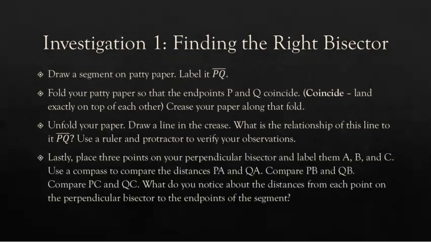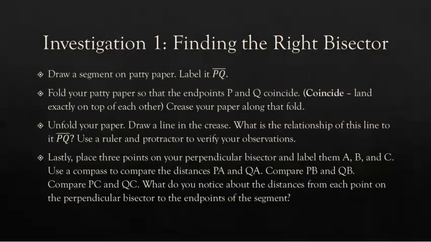Lastly, I want you to put 3 points on that perpendicular bisector, that line that you drew in the crease. Label those points A, B, and C. Use a compass to compare the distances of PA and QA, that is, the endpoints to the point A on the perpendicular bisector. When we use a compass, all we're doing is making sure they're the same, or if you have to move your compass, they would be different. Compare PB and QB, that is, B to both endpoints of the original segment. Lastly, compare PC and QC.